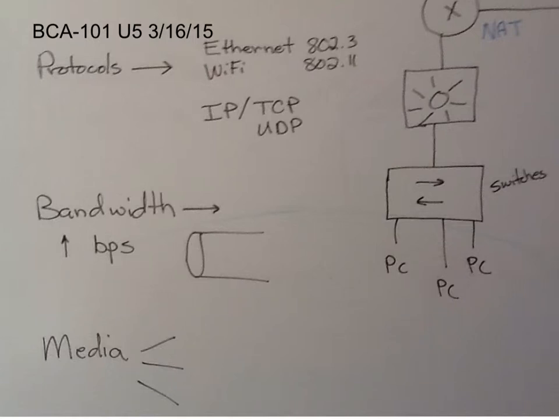All right, BCA 101, we're in Unit 5, and this is Monday, 3/16/15. It's right after spring break. We did a number of items in terms of looking at technology and how we communicate, the PCs going out all the way to the internet.